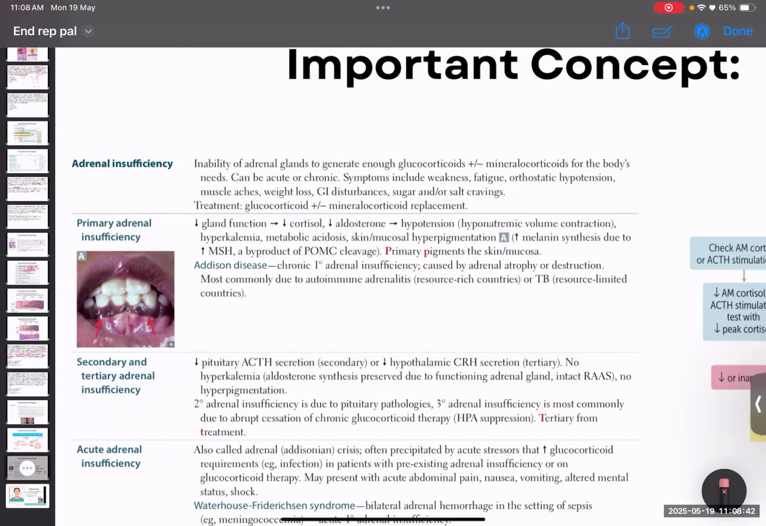So you would have symptoms like weakness, fatigue, orthostatic hypotension, because we know that cortisol is responsible for maintaining blood pressure. And if you don't have cortisol and if you don't have mineralocorticoids, you will have a decline in blood pressure. And so you will have orthostatic hypotension, muscle aches, weight loss, GI disturbances like sugar or salt cravings. Treatment is to obviously replace the glucocorticoids and mineralocorticoids, because you don't have them in the first place.